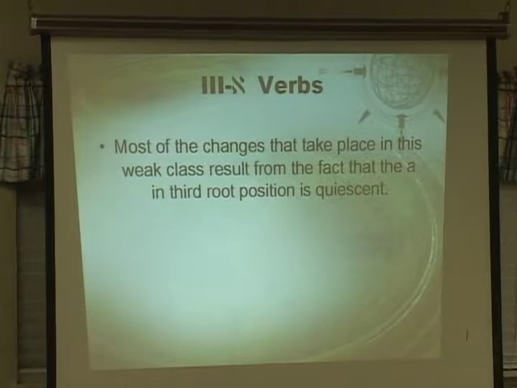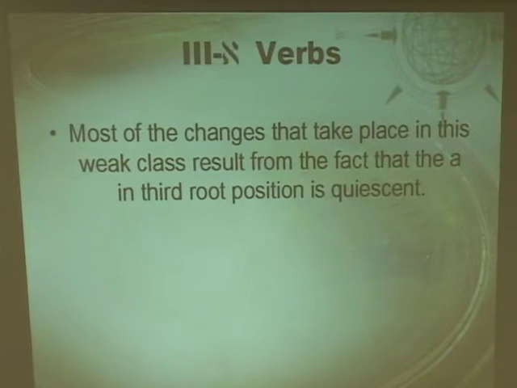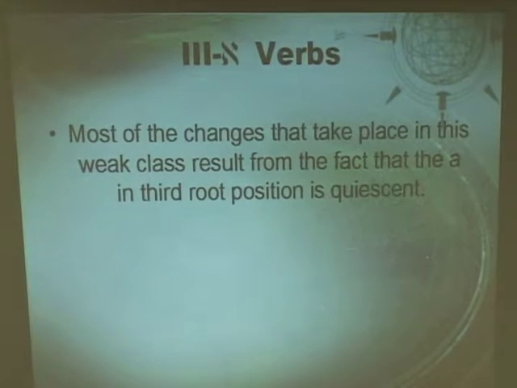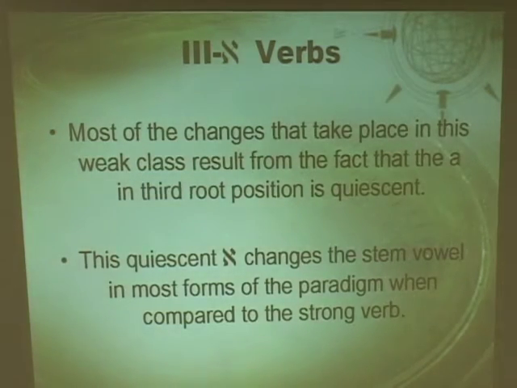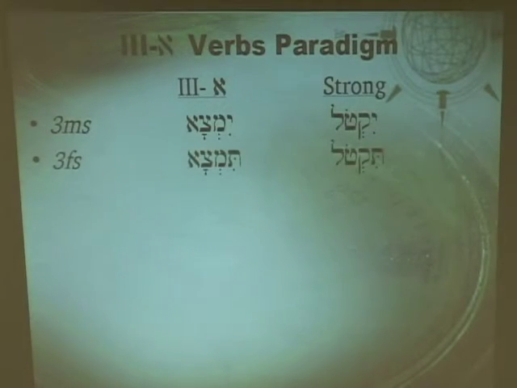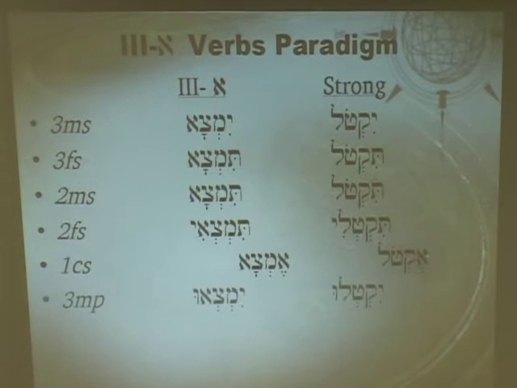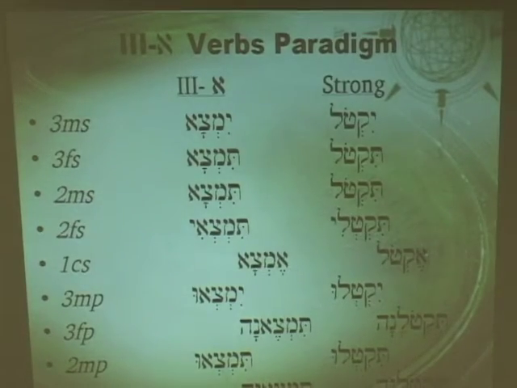Go down further. Most of the changes that take place in this weak class result from the fact that the aleph in the third root position is quiescent. That's the third aleph. We are moving already to a third class. This quiescent aleph changes the stem vowel in most forms of the paradigm when compared to the strong verb. I think we do have a paradigm for it. It didn't fit all for some reason on this one. My other computer fit it all in.